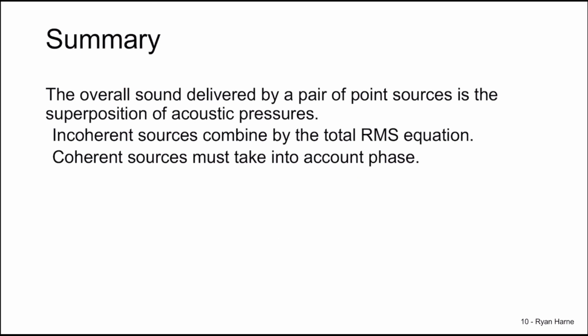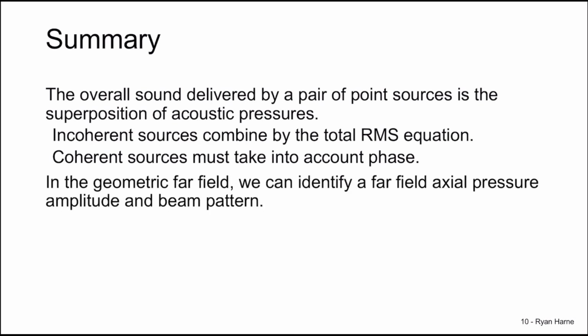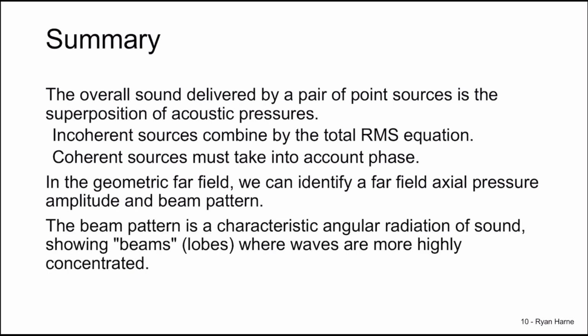So let's summarize what we've learned. We've learned that the overall sound delivered by a pair of point sources is simply the superposition. And the superposition of the acoustic pressures when the sources are incoherent is as easy as taking an RMS sum. But when the sources are coherent, we need to take into account phase. And in the far field, specifically the geometric far field, we identify that there is a far field axial pressure amplitude and a beam pattern. The beam pattern is important because it identifies angular regions where we might have lobes or nodes where sound is more highly or less so concentrated.